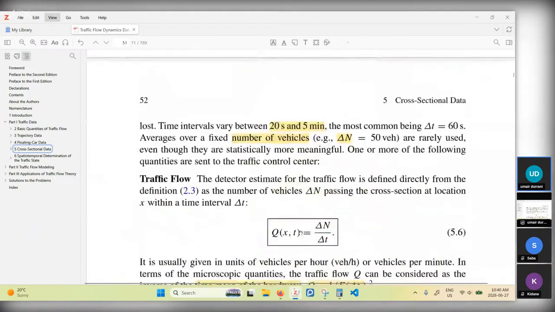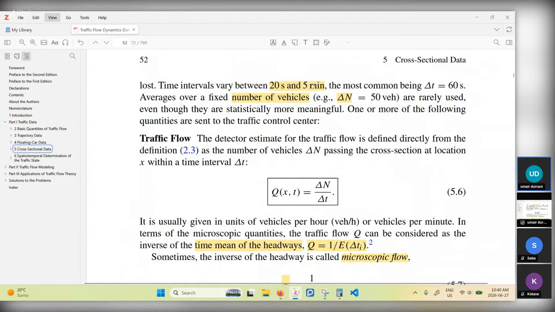It also mentions here that we can look at delta t of, for example, 60 seconds, and then we get the average speed. So we have v_i of all the vehicles which were observed by the detector within 1 minute. We take all those vehicles and take an average of that, for example, a time mean speed, and that is given to the traffic control center as aggregated data. So that is the time aggregation.